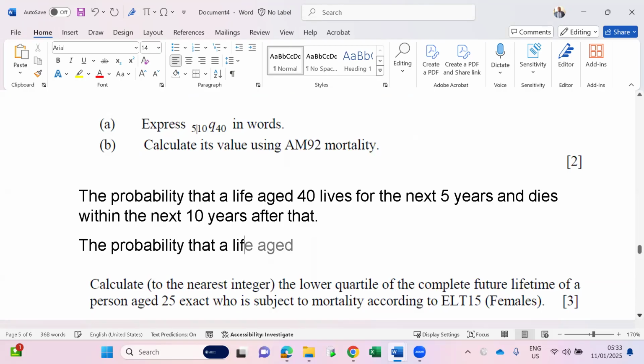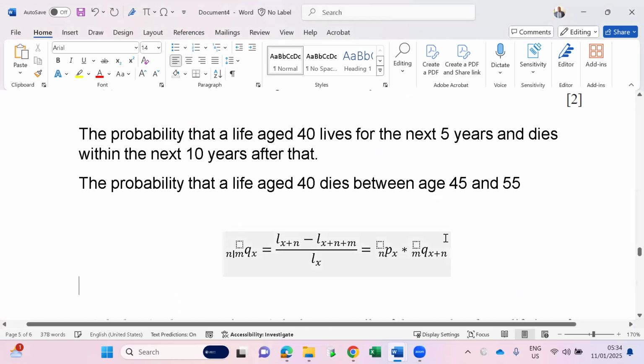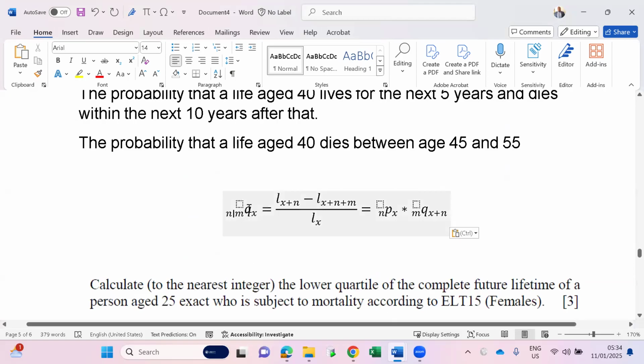Or the probability that a life aged 40 dies between age 45, because you live to 45, and 45 plus 10 is 55. It's the same thing, right? Just phrased differently, and then calculate it. So the formula for this should come to mind. And that's the formula. So that's n|mqx is equal to that.